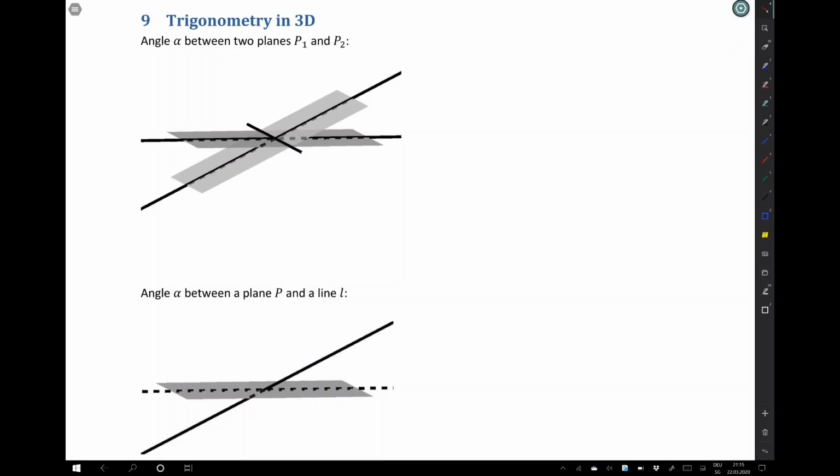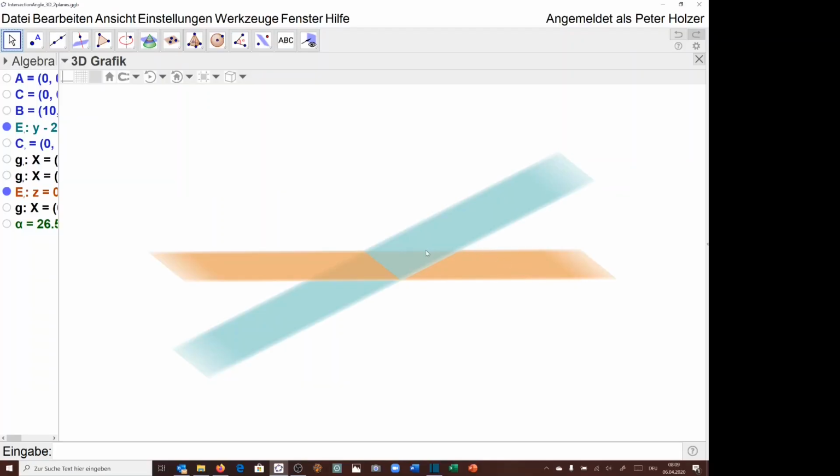Before working with trigonometry in 3D, we have to define some things about angles in 3 dimensions. First, let us define what is meant by the angle between two planes. And so we have to find out how this angle is defined.